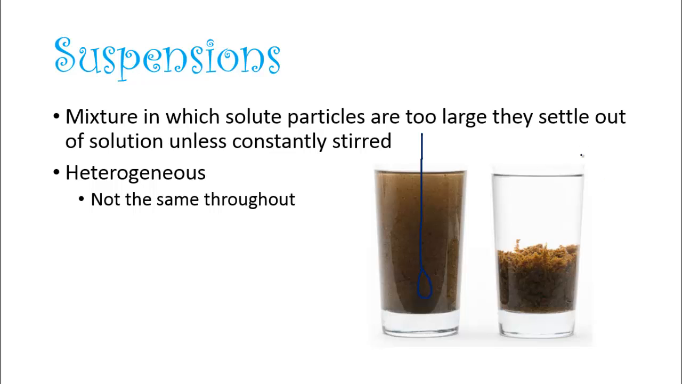But you remove that, and now your stirring rod is out of the solution. You're going to see that the black or the brown gunk then settles to the bottom. So this would be our solute that has settled out of our water here. So as long as we stir it, we're going to get a nice solution. We stop and we get that settling out. So this suspension is considered heterogeneous.